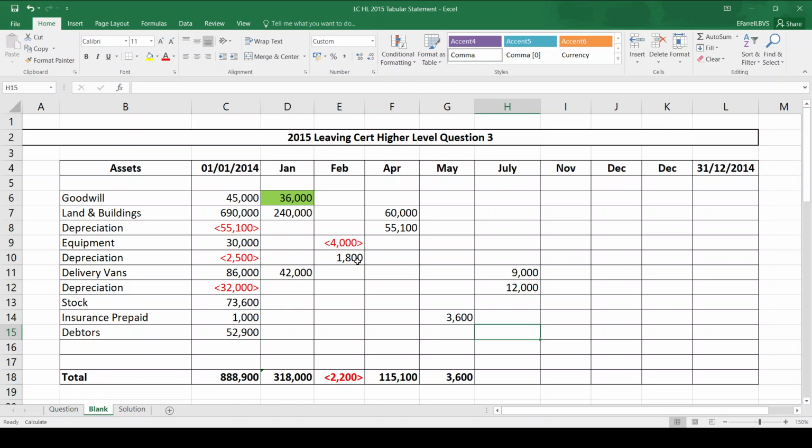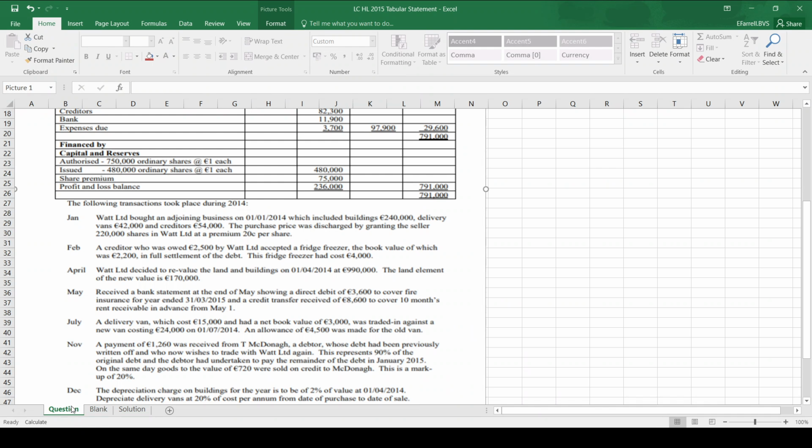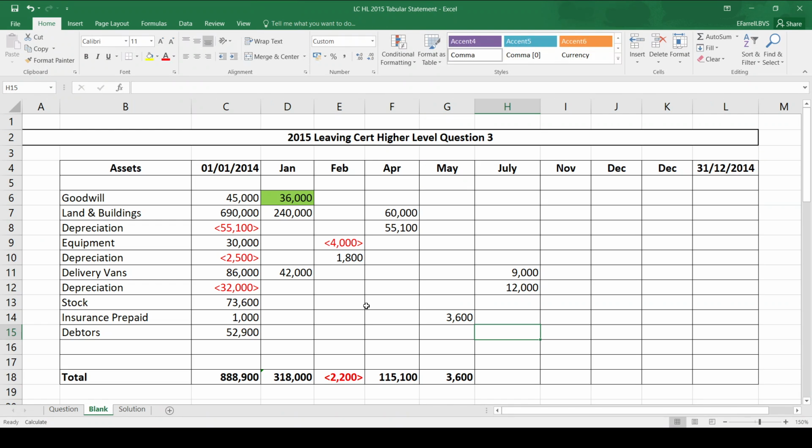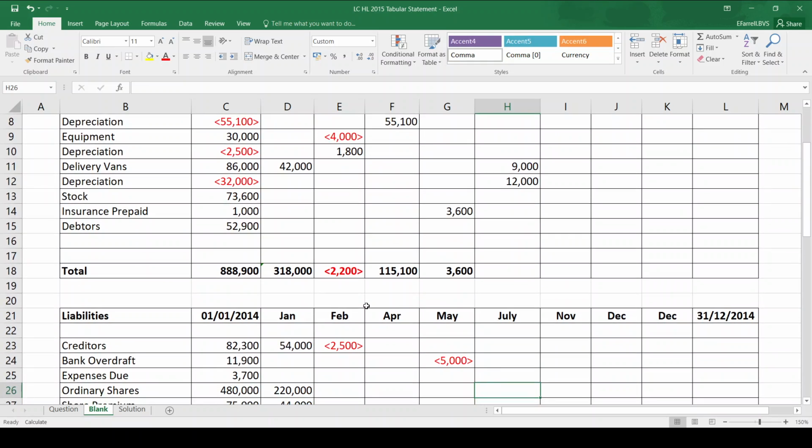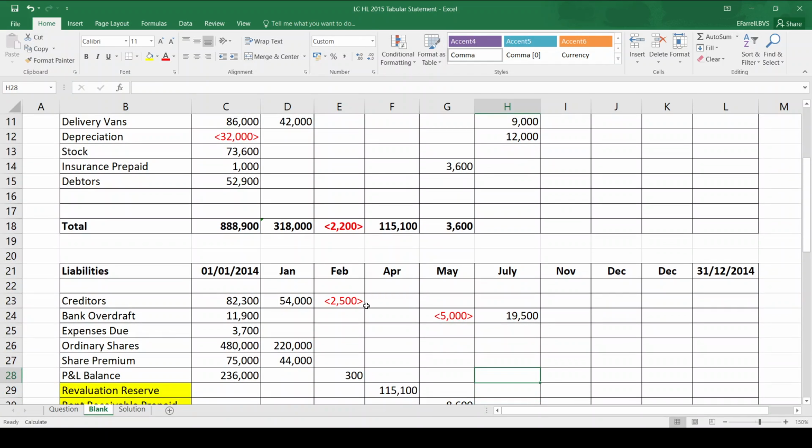Now I have to put in the bank amount. So the new van vehicle is costing 24. We're after getting an allowance of 4,500 against it. So effectively what we're paying is the difference, which is 19,500. So if we pay 19,500, it means our bank overdraft is going to go up by 19,500. And as shown below, we have made a profit of 1,500 on the old vehicle. So profit and loss balance will go up by €1,500.